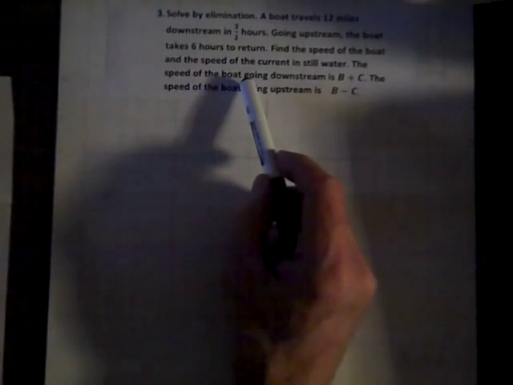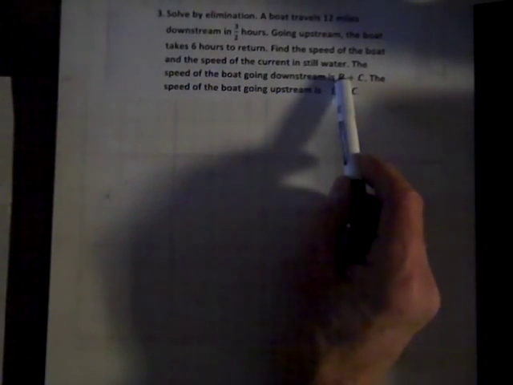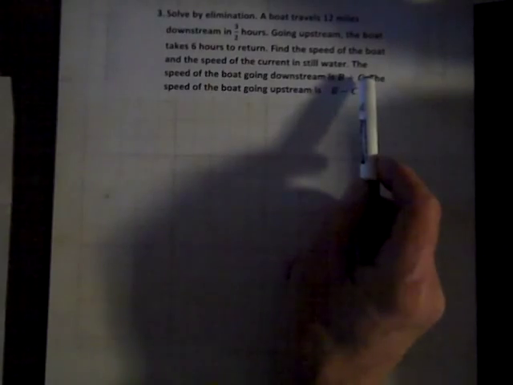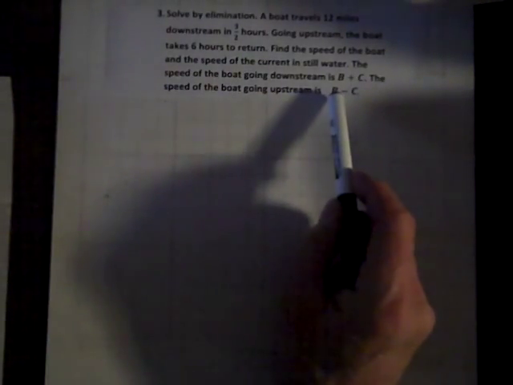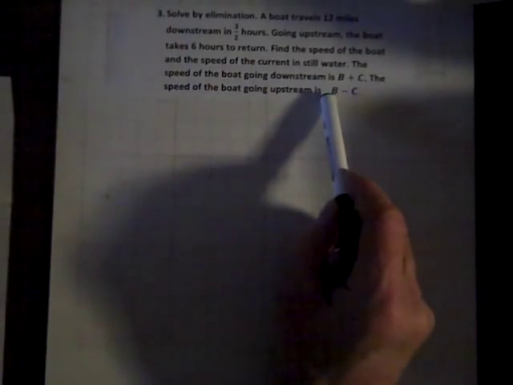The speed of the boat going downstream is b plus c, where b represents the speed of the boat in still water and c represents the speed of the current. The speed of the boat going upstream is b minus c, the speed of the boat in still water minus the speed of the current.